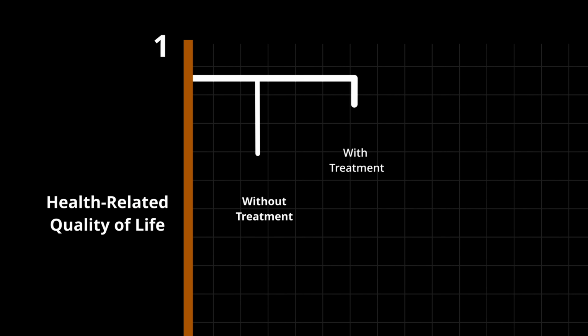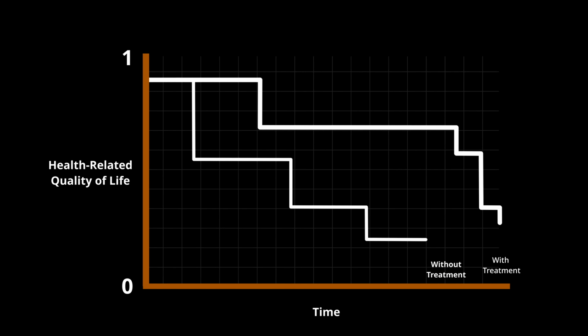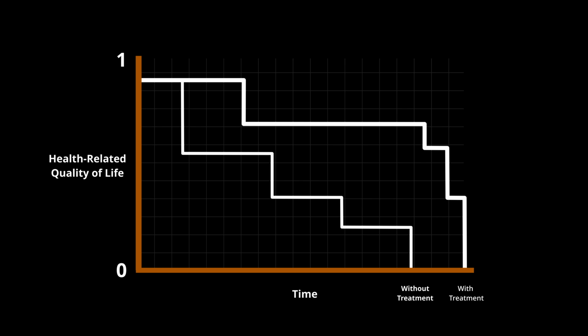Let's look at this more visually using an example I've taken from a publication from Whitehead and Ali, which I will link to in the video description down below. As you can see in this example, we trace the health-related quality of life of two patients over time, whereby one patient receives a treatment while the other one doesn't.